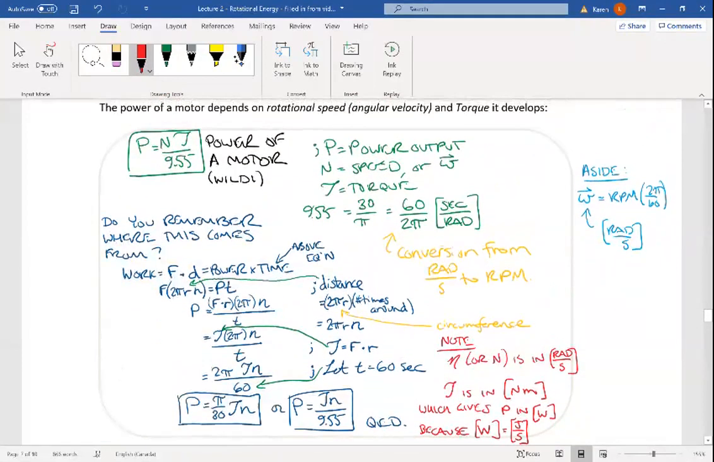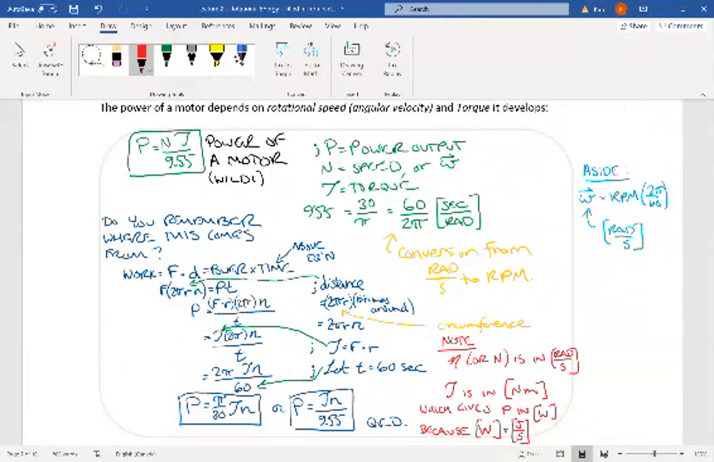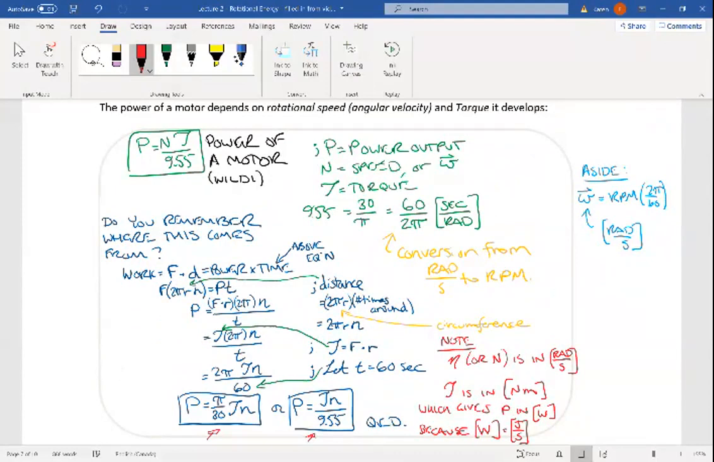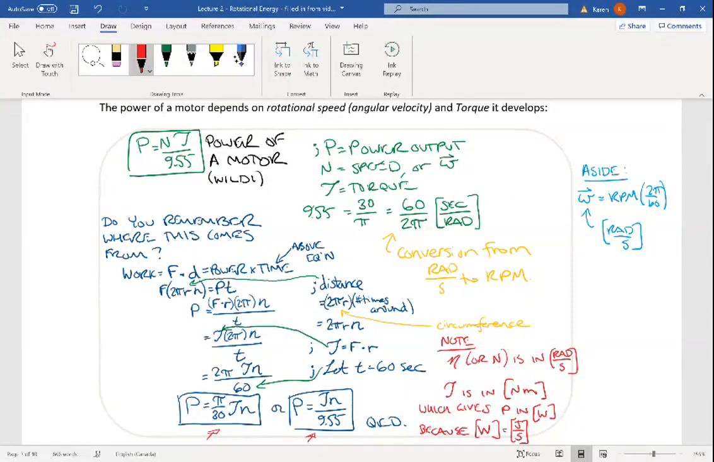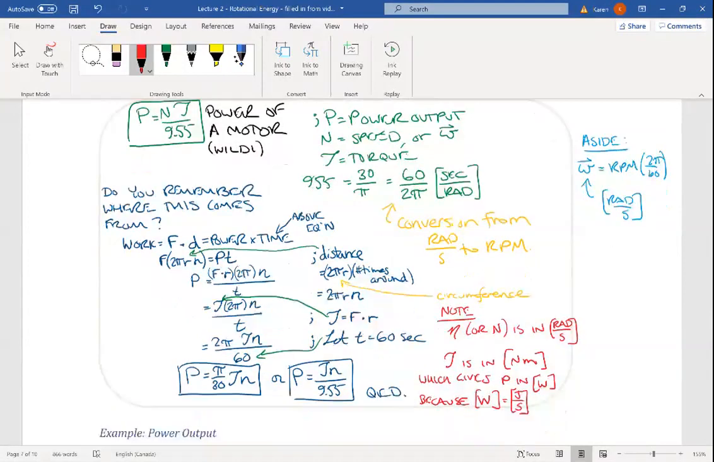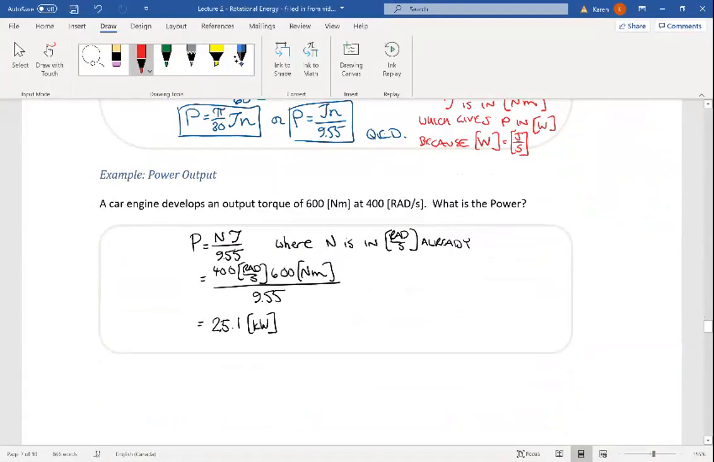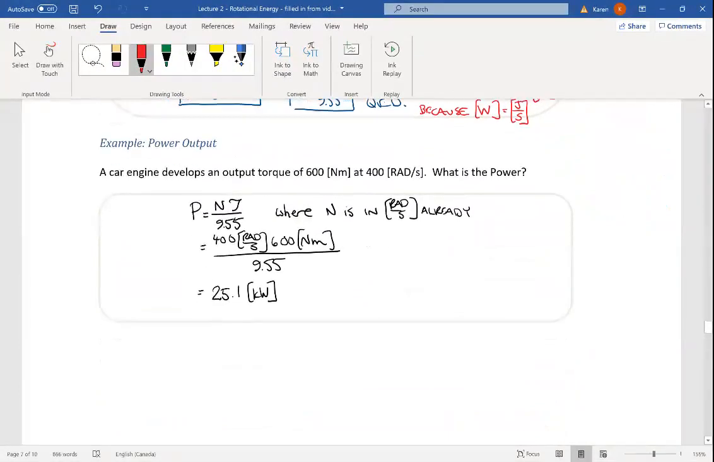If you don't remember where this equation comes from, I've just derived it here for you, so you can take this and read all the details. I won't step through every detail of the derivation, but most of my students do remember this equation from second year. Here's just an example. If you're a bit rusty using this equation, there's the torque and the angular velocity. What is the power? That's the kind of thing that we can do with this equation.